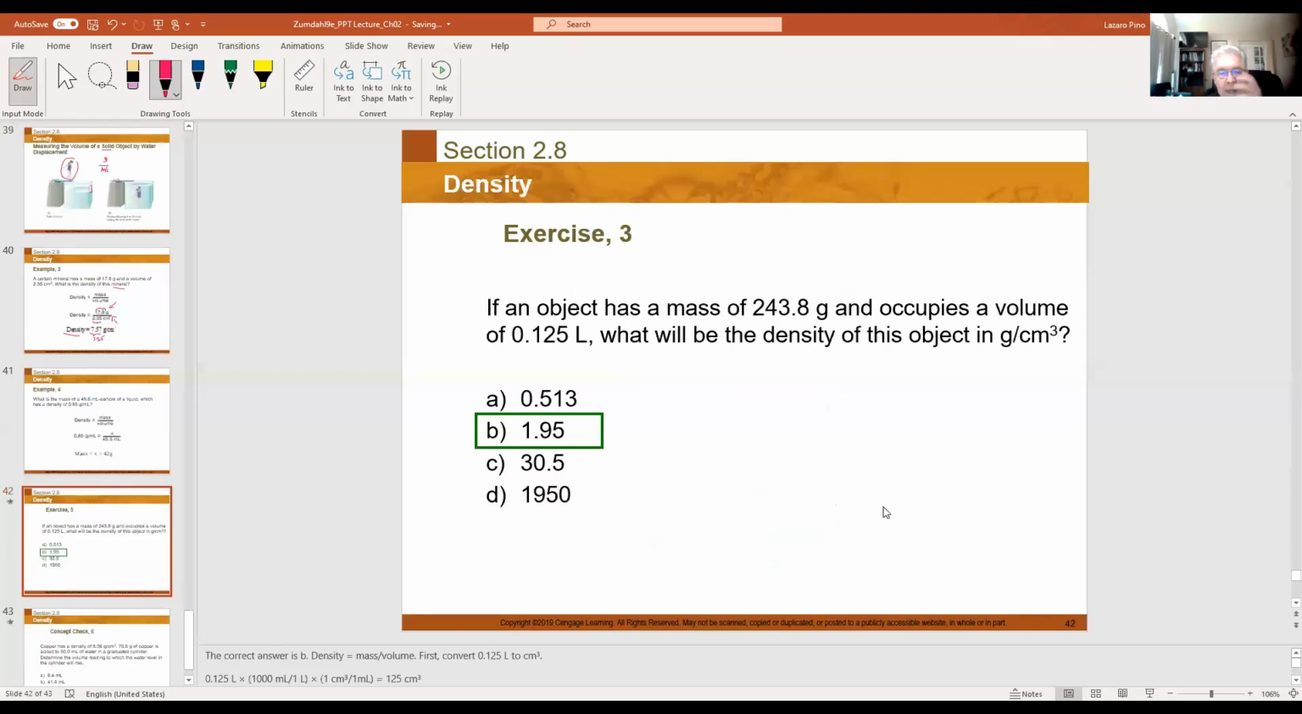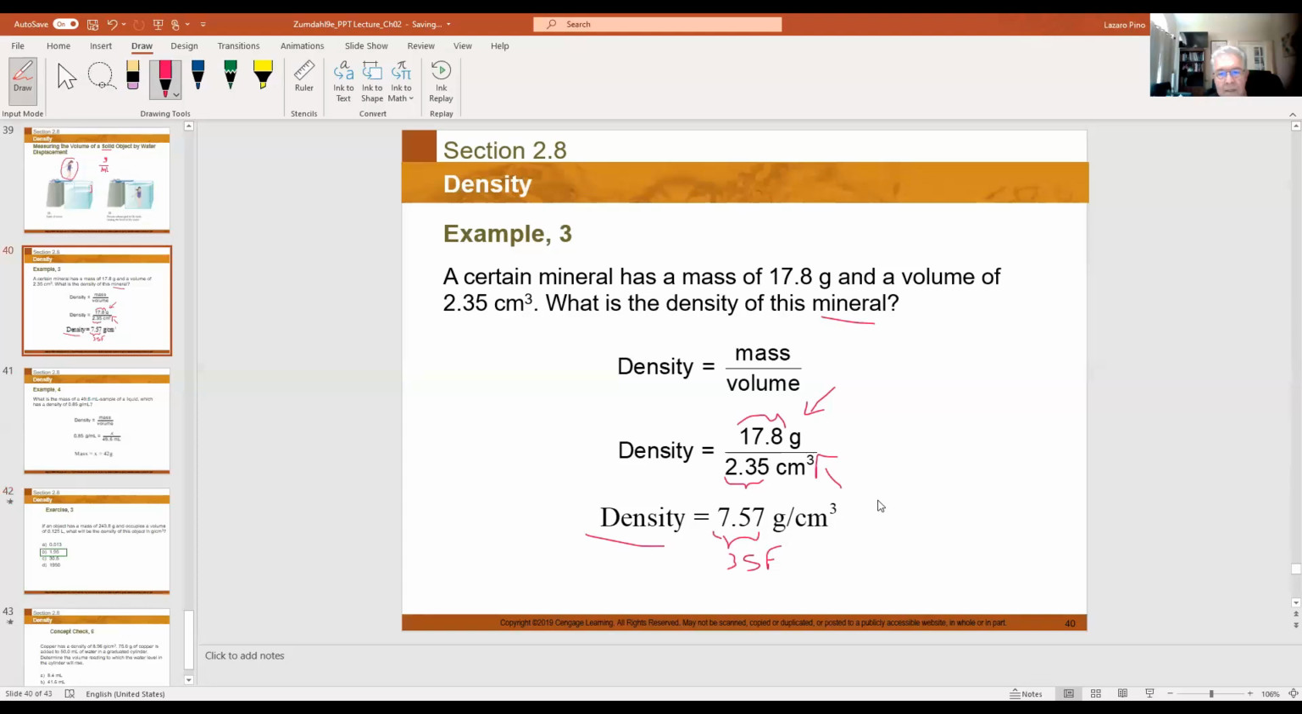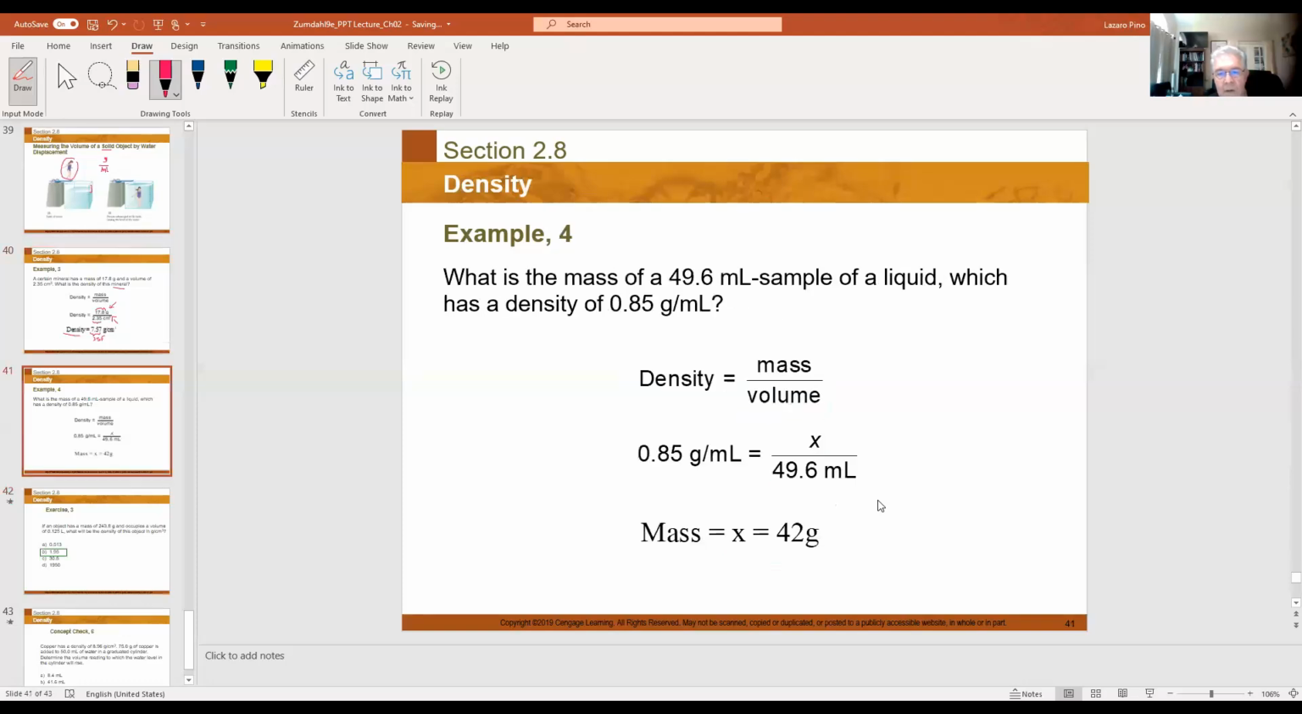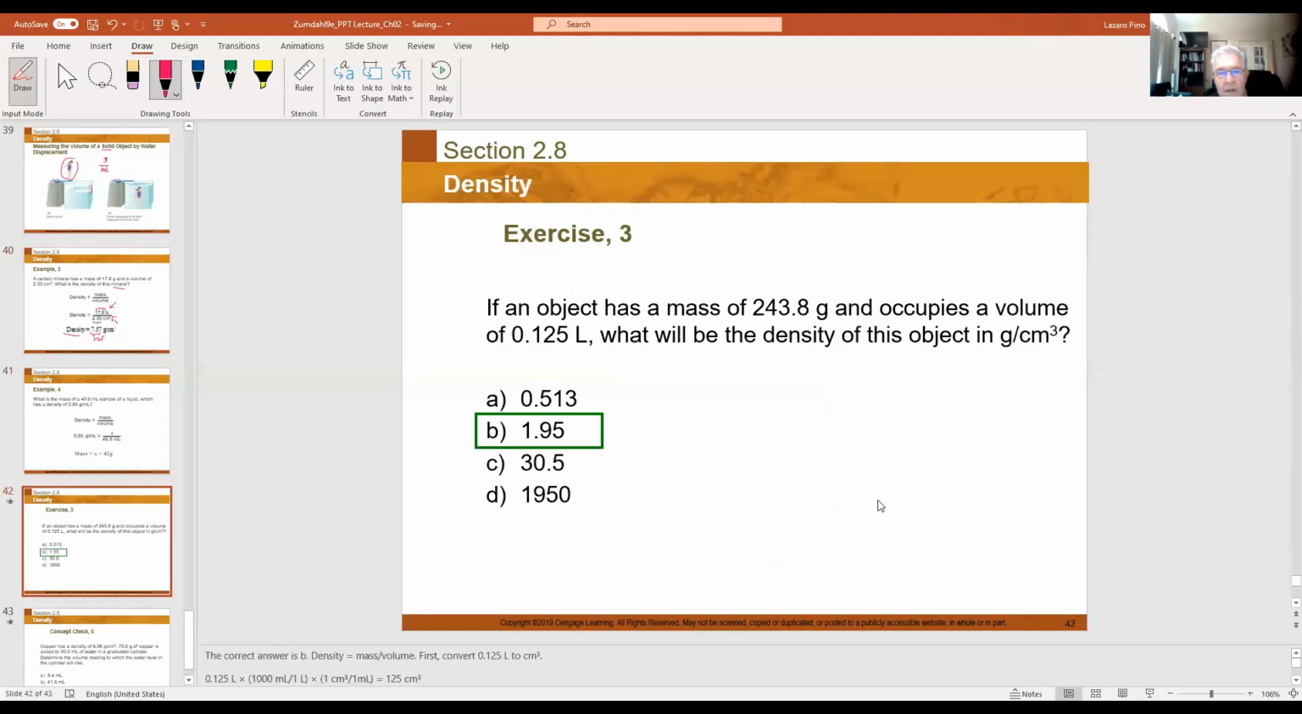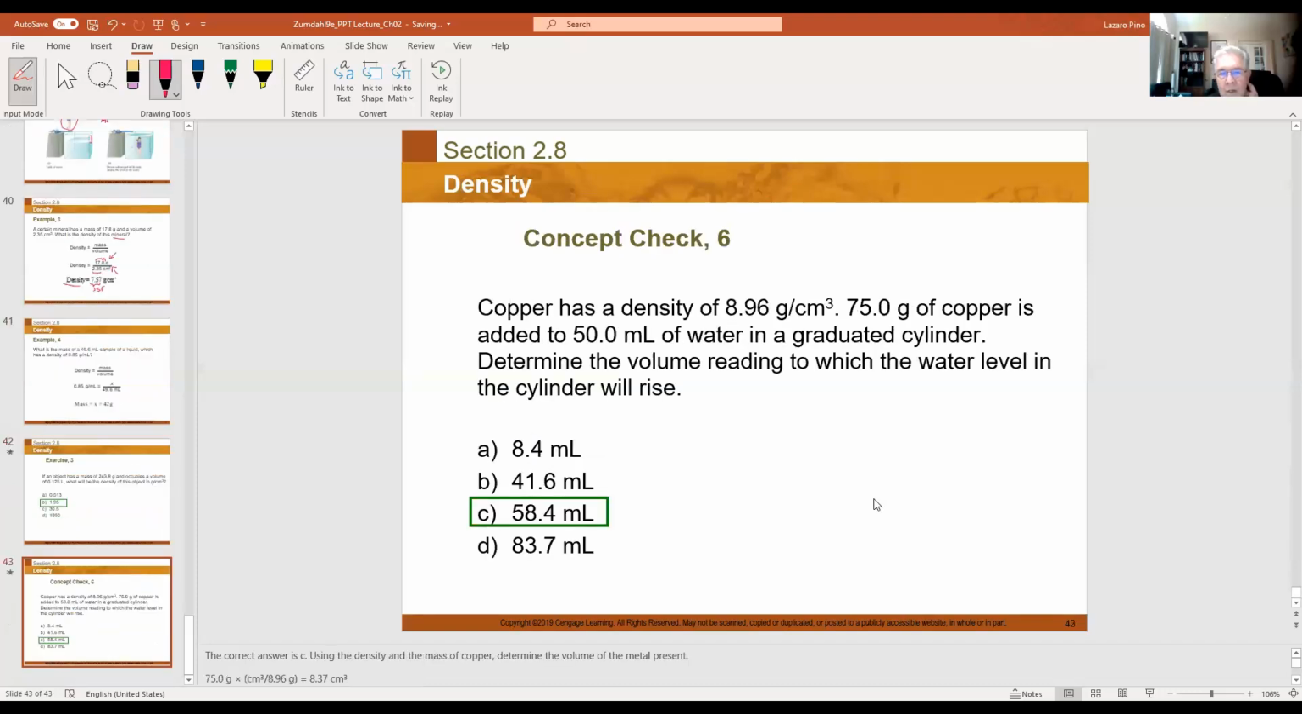Okay, here you have another example. And you can go and look at these exercises in the PowerPoint of week number 2. You can look for the answers.